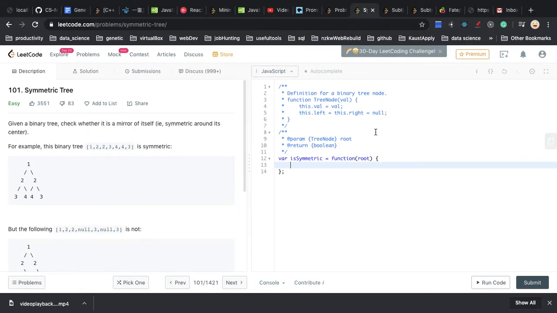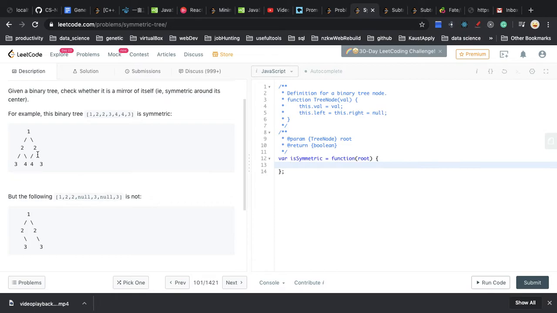In this question, we're given a binary tree and we have to check whether it is a mirror of itself. So we have to determine if a tree is symmetric. So what is a symmetric tree? Let's look into the example.